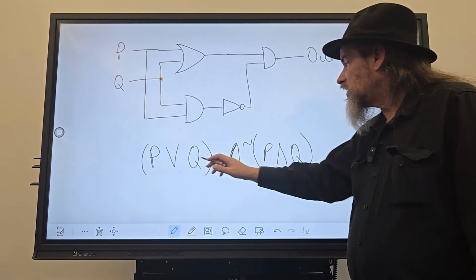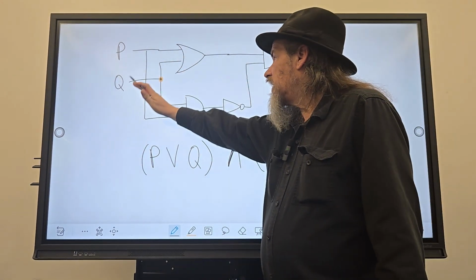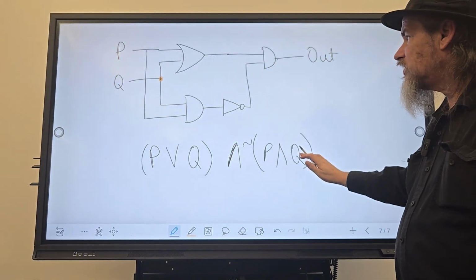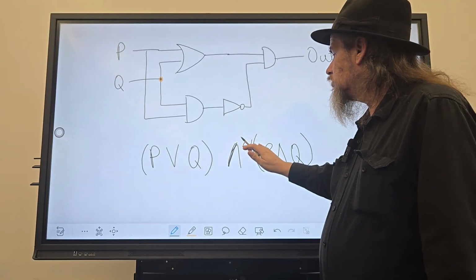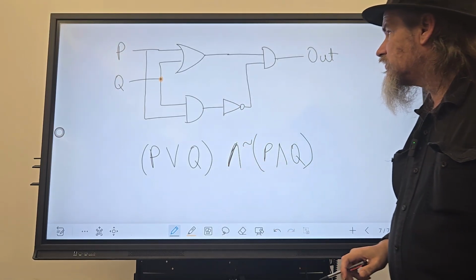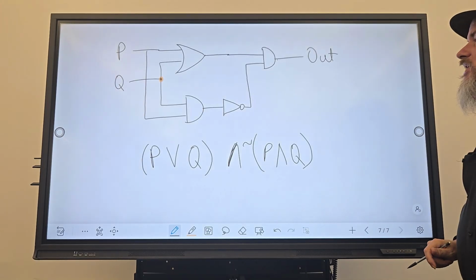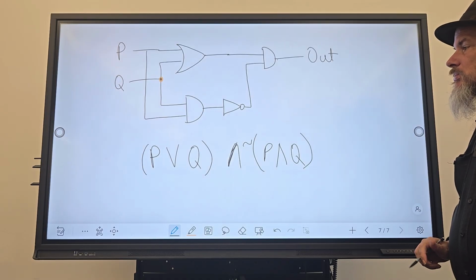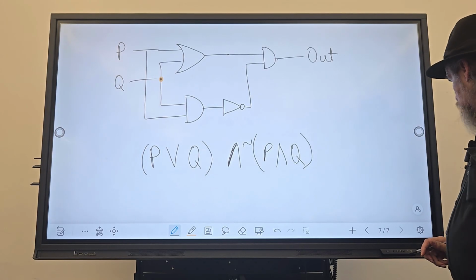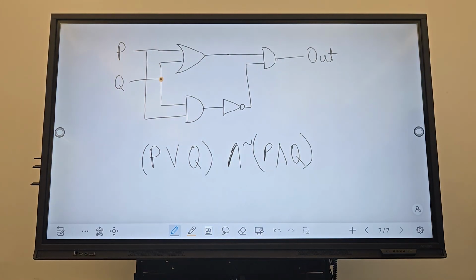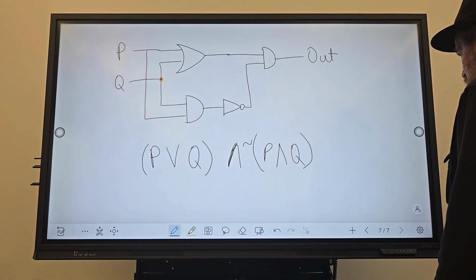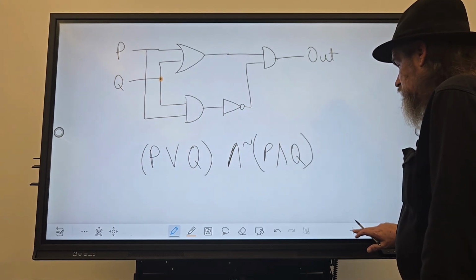So the leftmost gates you would put in parentheses and work your way right and out of the parentheses. Let's see here.